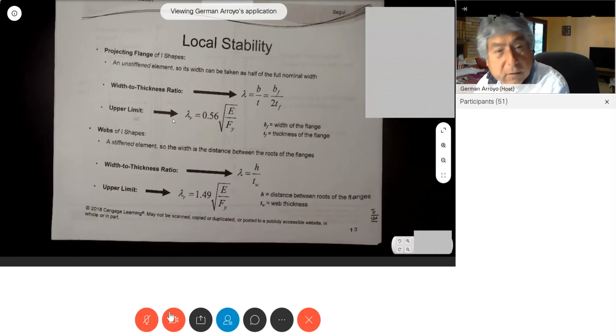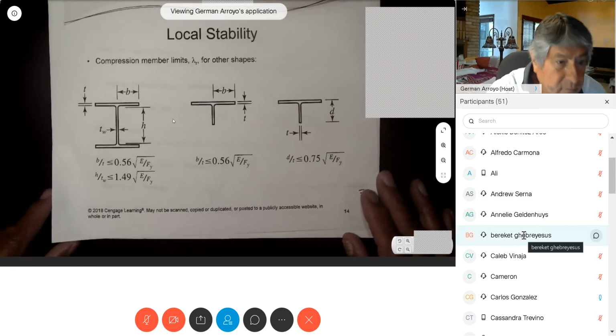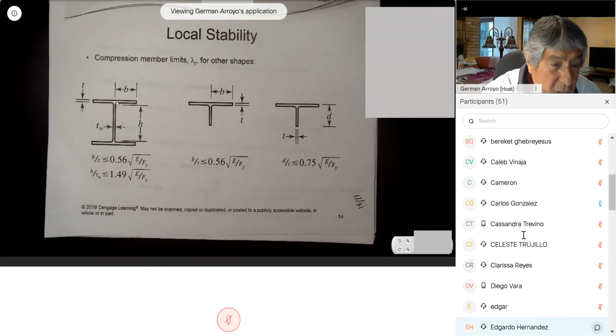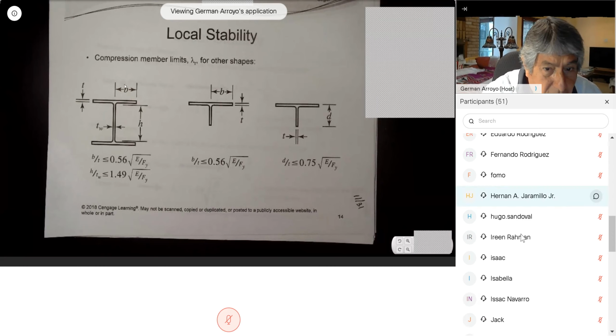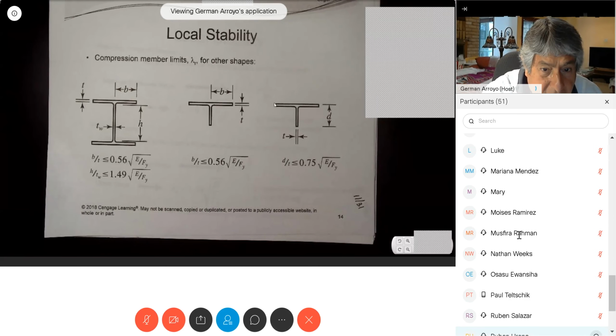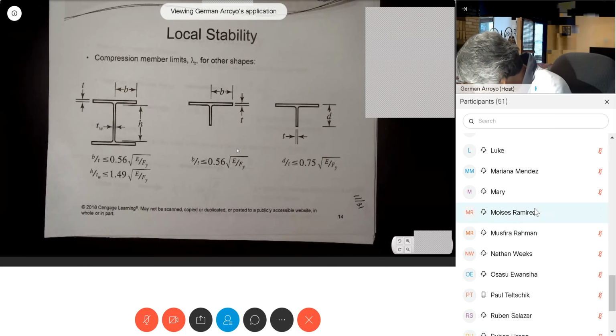And this is what the code has. That's why for a wide flange, it is B over 2 times the thickness of the web, because they use 50% of the web. For a T, this is the D. So everything that we had in here deals with local buckling.